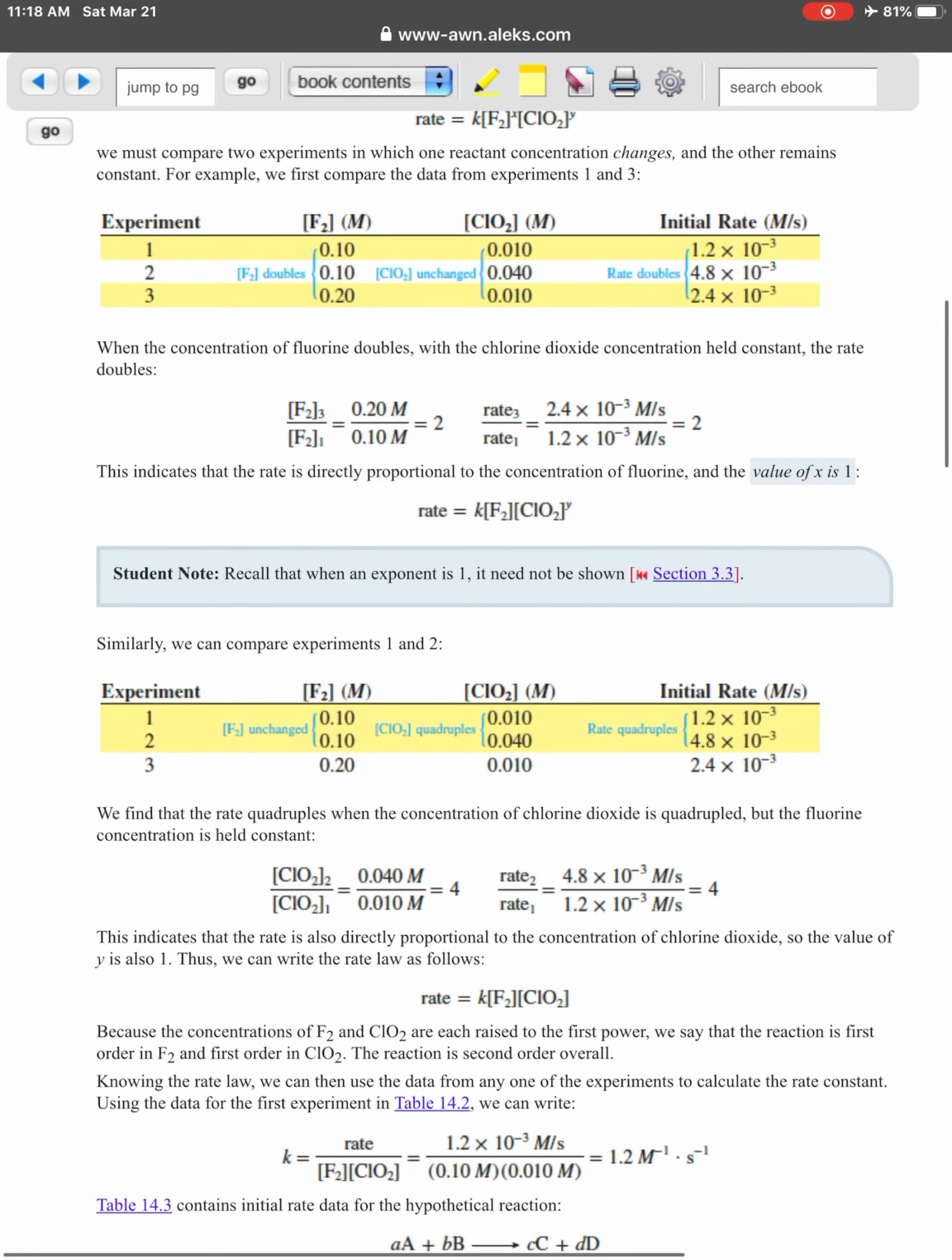So now we're going to go through it mathematically. This is a formal method for solving this problem. The concentration of F2 in experiment 3 divided by the concentration of F2 in experiment 1 is equal to 0.2 molar divided by 0.1 molar, which is equal to 2. Okay?